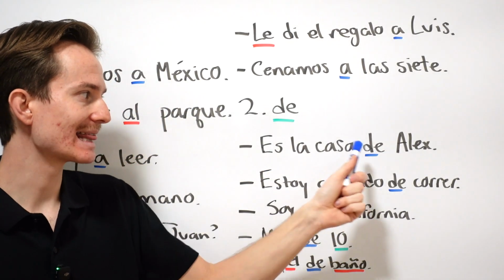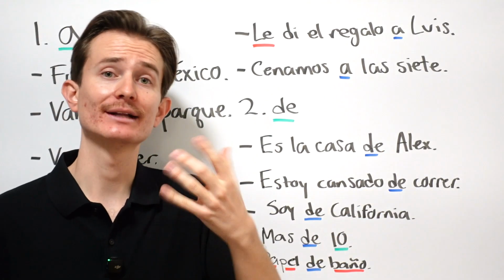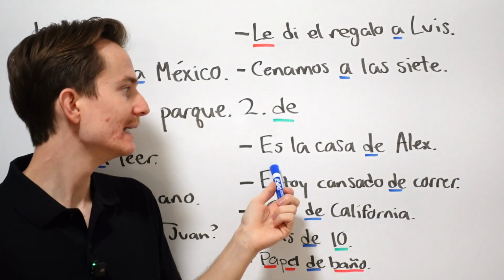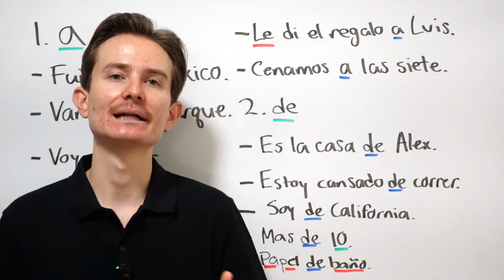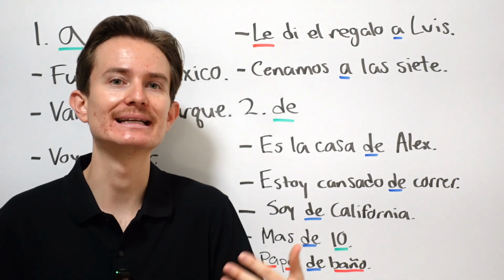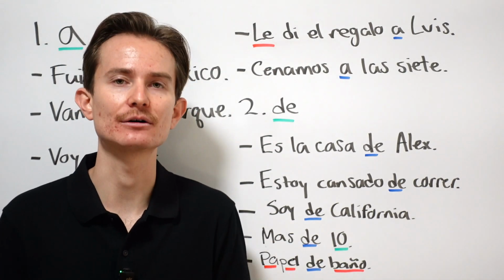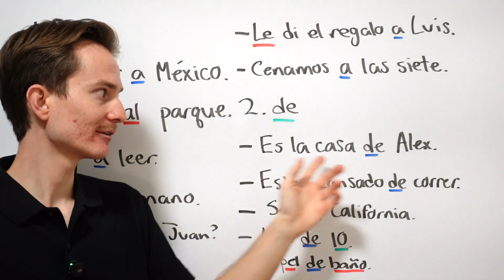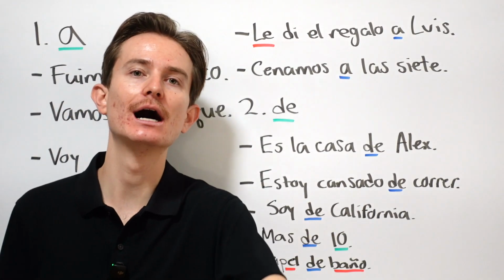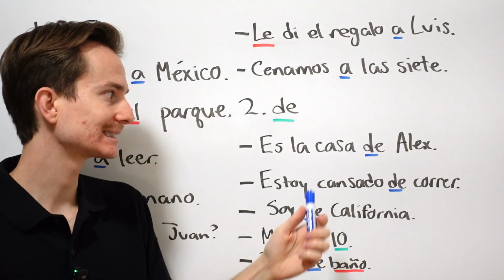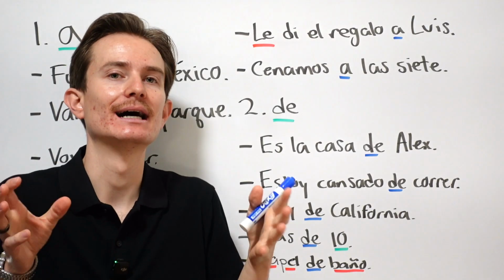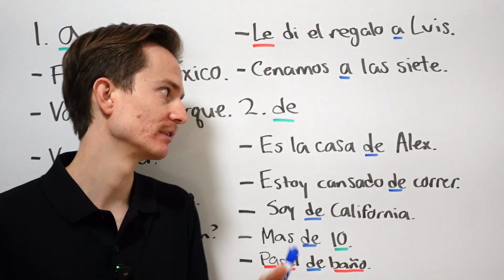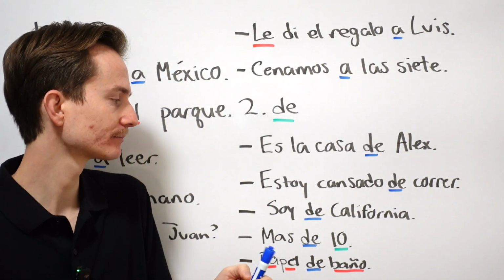Es la casa de Alex. Now, let's translate this literally, okay? It is the house of Alex. In English, we would say Alex's house. We kind of do that, it sounds natural. Alex's house, for example. However, in Spanish, we would say this is the house of Alex. La casa de Alex. Okay, that is his possession. It is of him. He owns it. Okay, es la casa de Alex.